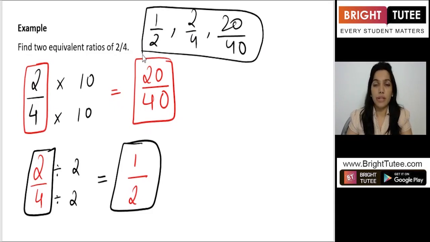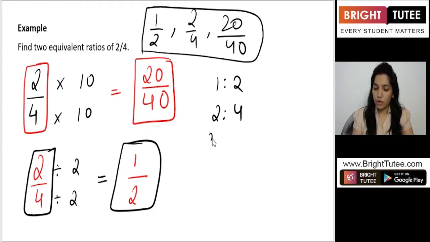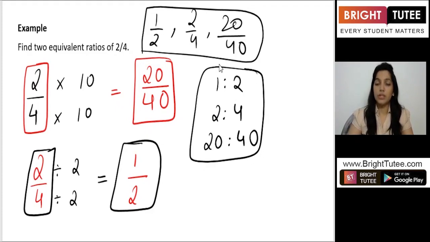We have written them in the form of fractions. Let's write them in the form of ratios. So 1:2, 2:4, 20:40, they are all equivalent ratios. I hope this is clear.